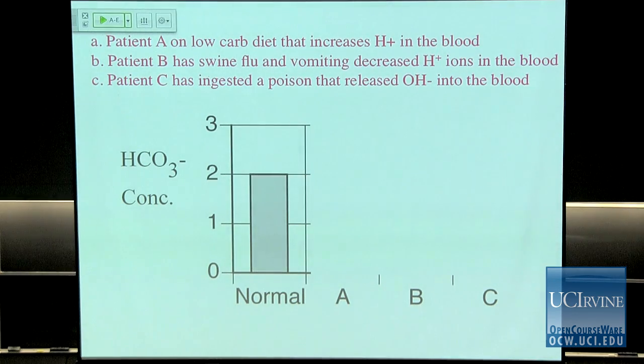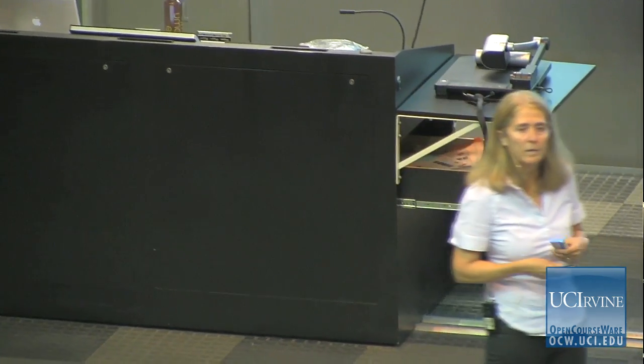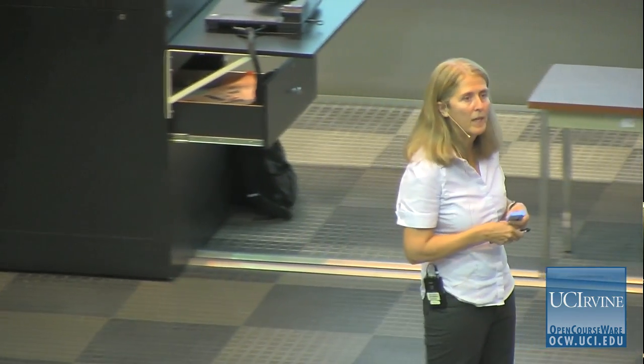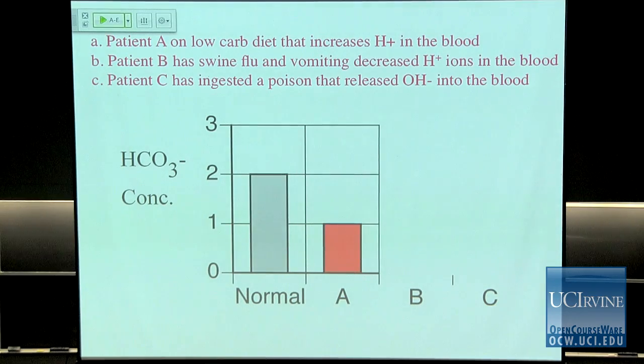The first one was a patient on a low-carb diet that increases free hydrogen ions in the blood. What does that do to the bicarbonate concentration? So is it going up? So the free hydrogen is high in the blood. It's going to bind to what? Bicarbonate. Okay, and so what's going to happen to the bicarbonate? How many people say decrease? Raise your hands. How many people say increase? Raise your hands. Okay, decrease is correct.